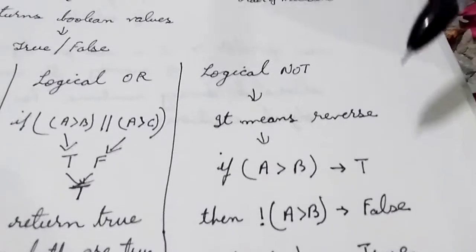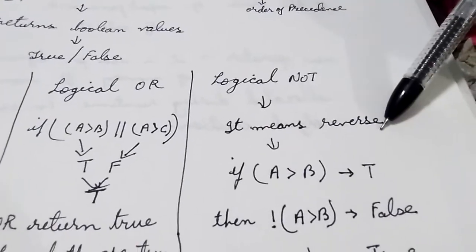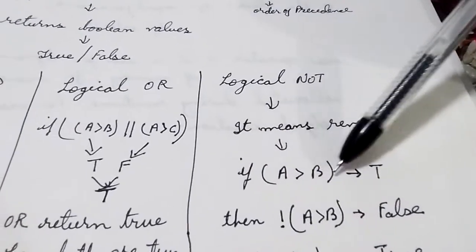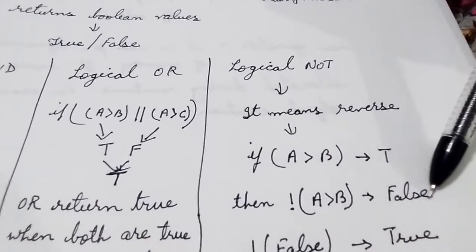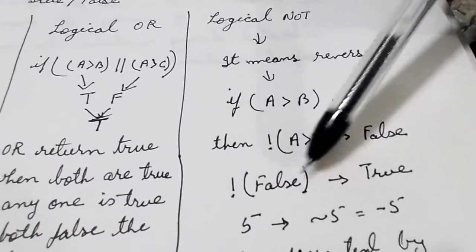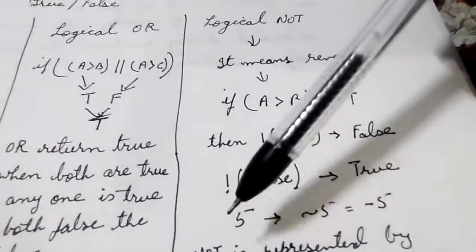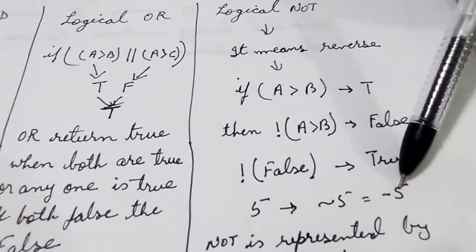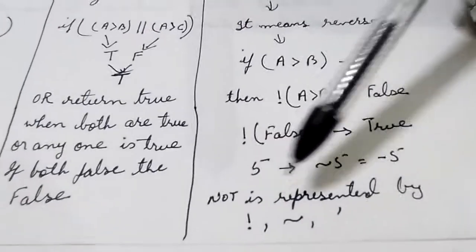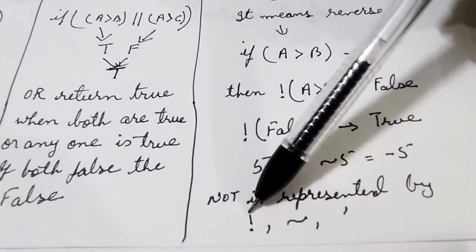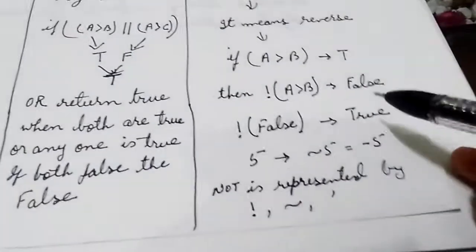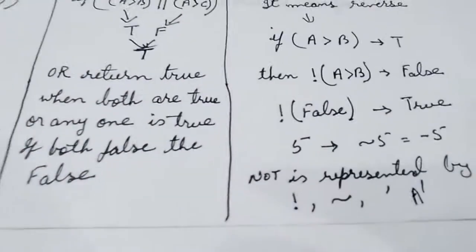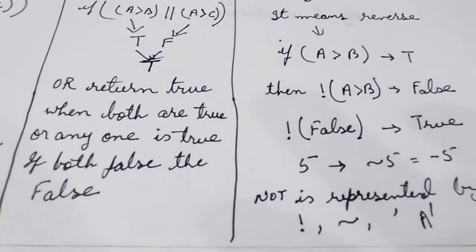Next is your logical not. It means reverse. Like if A is greater than B is returning true, then not A greater than B will return false. Not false will return true. Now, not 5 will return -5. So not can be represented either by the exclamation mark, by a tilde, or by an apostrophe. Like we can write A apostrophe, it means that it is not A.